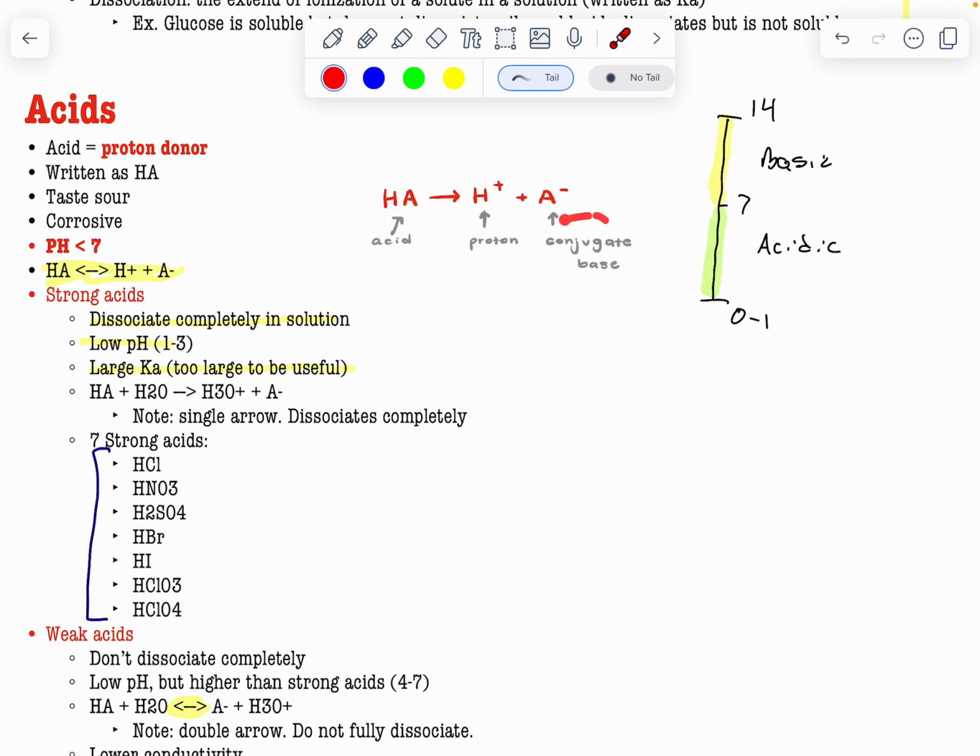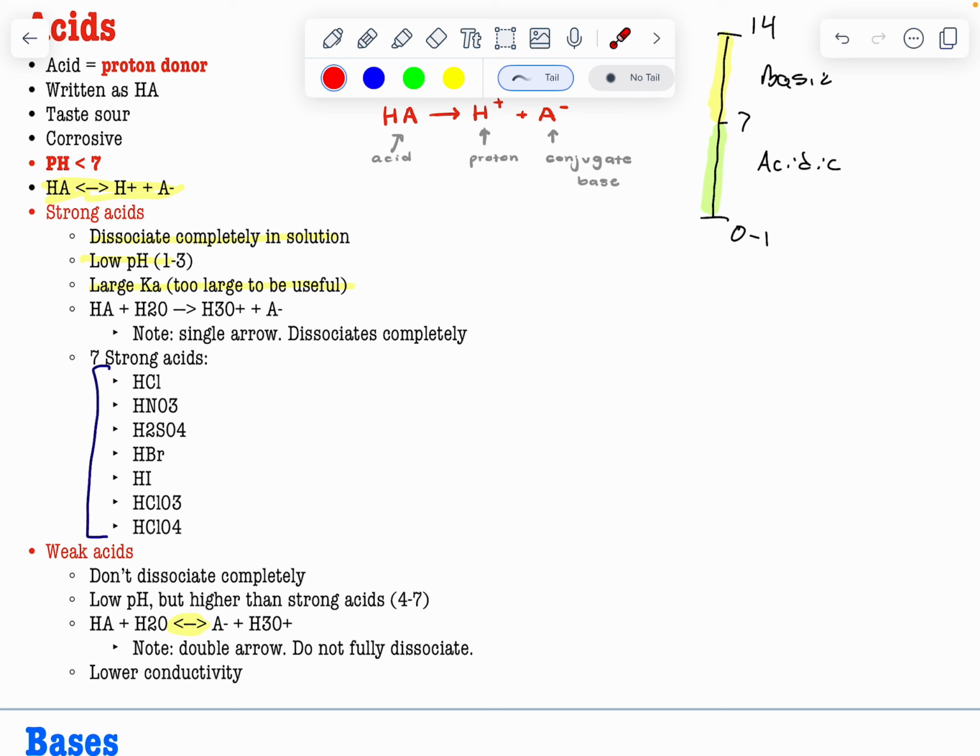That conjugate base right there will gain a proton, and then it'll turn back into an acid. So when I get confused, I always write these little equations: HA goes to H+ and A-, and it helps me keep my mind right. We have two categories of acids that we're going to be talking about, strong acids and weak acids.